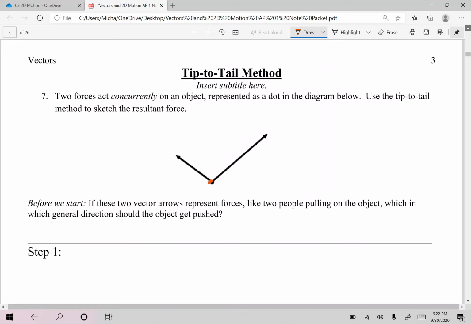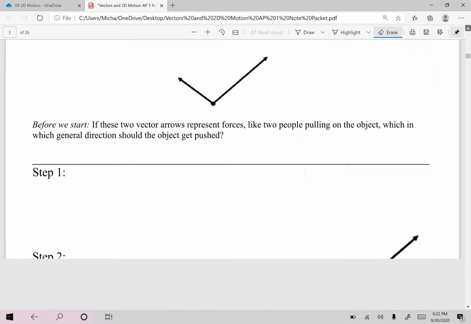So I'm going to go over the whole process and try to illustrate an example. But before we start, if these 2 vector arrows represent forces, like 2 people pulling the object, in which general direction would the object get pushed? So what I mean by that is, if you've got one vector this way, one that way, take a guess in your head right now. Which way do you think it'll get pushed? I'm hoping you're thinking to yourself, I don't know, down the middle? Because this one's kind of that way, the other's kind of that way. It'll find some way like that. So let's see if we can create an answer using this process that will match that guess.